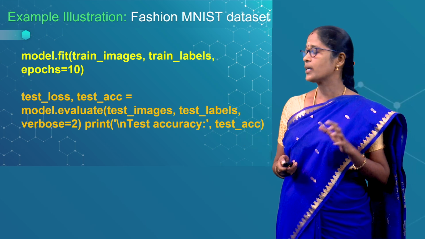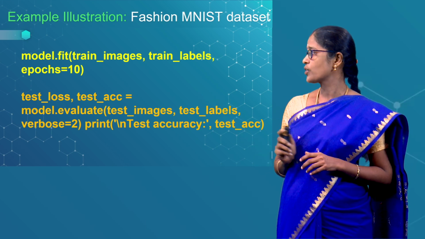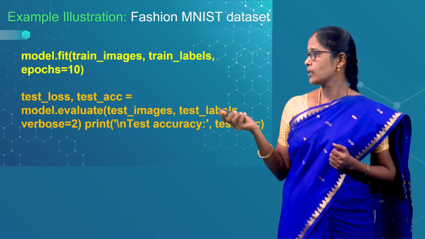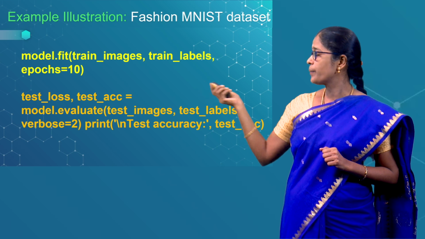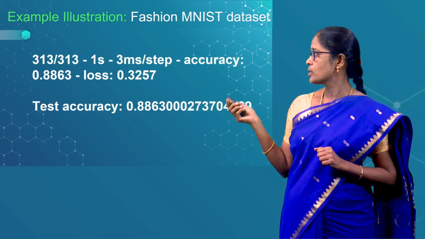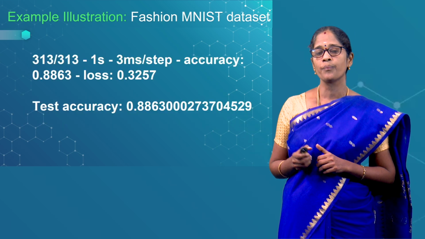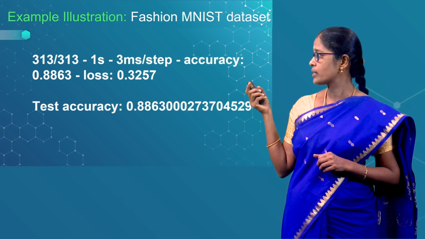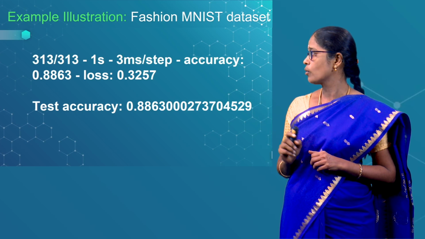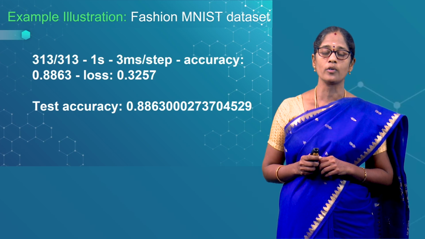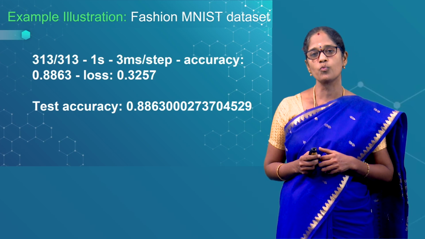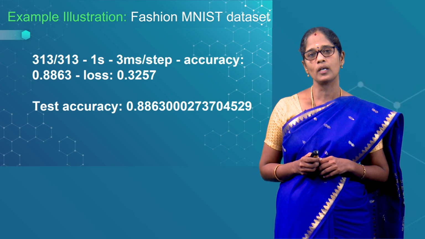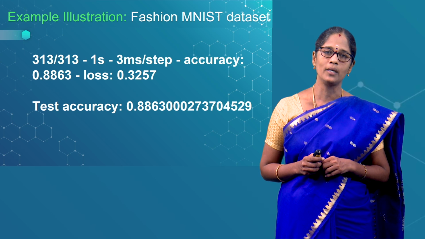Now, at the last we calculated the loss function, we have evaluated the model, and we are printing the accuracy. Now, see here, when you execute this, we have done 313 out of 313 steps and you have the accuracy. Here you got the percentage as 88.6. So, in this way we can implement the feed forward network for any of the publicly available data sets.